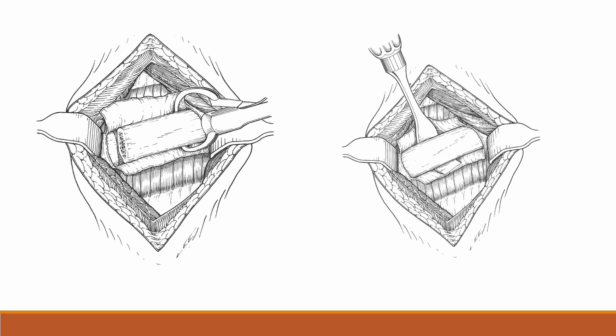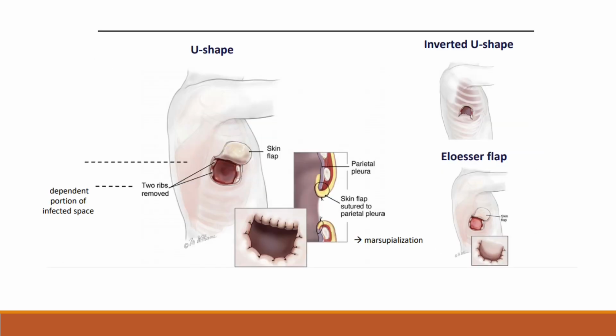And that's when we do resection to try to create a window to help the dependent drainage of the empyema cavity. There are different sorts of flaps. They are all trying to maintain a dependent position for continuous drainage of the empyema cavity.